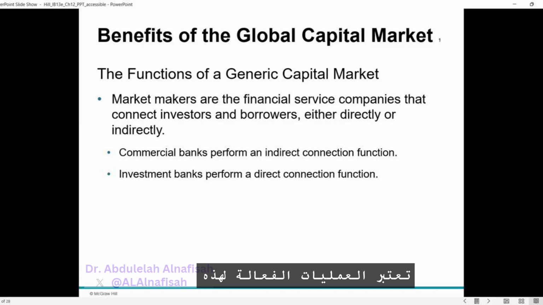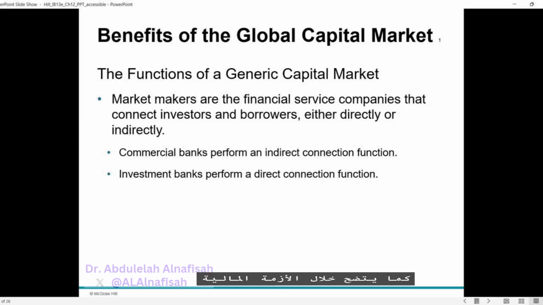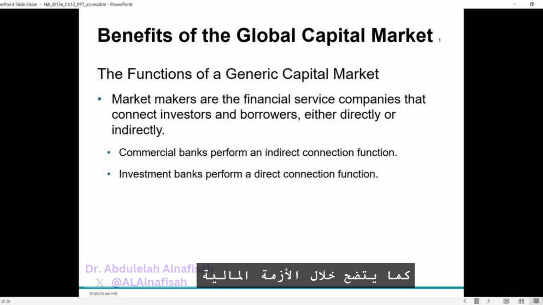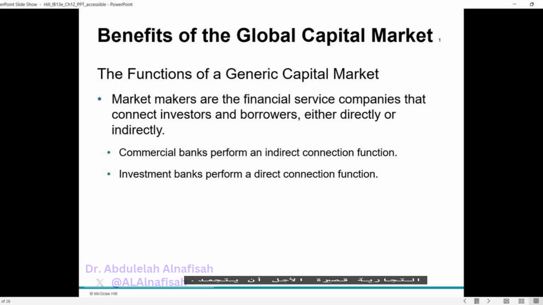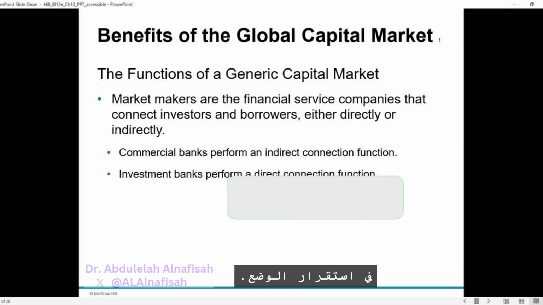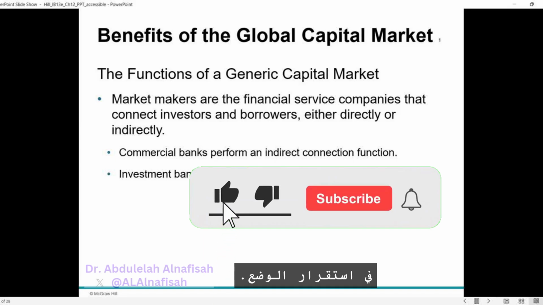The efficient operation of these markets is crucial for the global economy, as demonstrated during the 2008 financial crisis, when the market for short-term commercial paper nearly froze. Government interventions helped stabilize the situation.